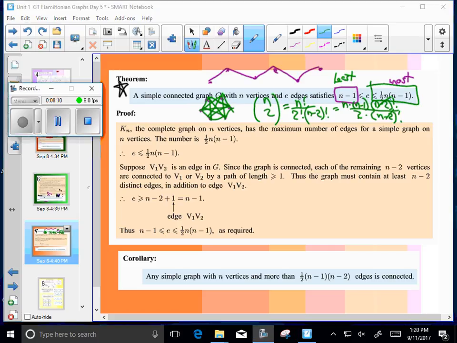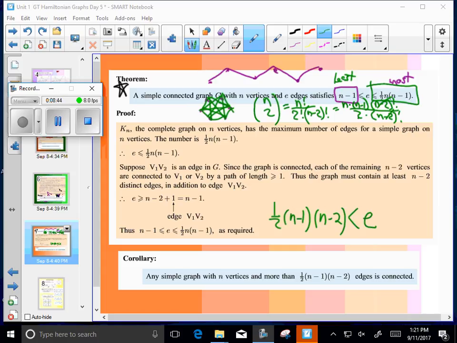All right, then the last one, and they showed that in the proof kind of like I did. Any simple graph with n vertices and more than this many edges is connected. And so I'm going to let you think about this one. One half n minus 1, n minus 2. It's going to be a simple graph with n vertices. It's going to have this many more. So the edges are going to have to be greater than this one.